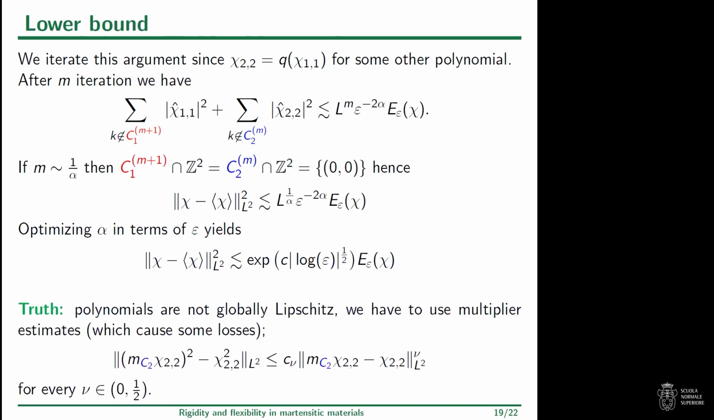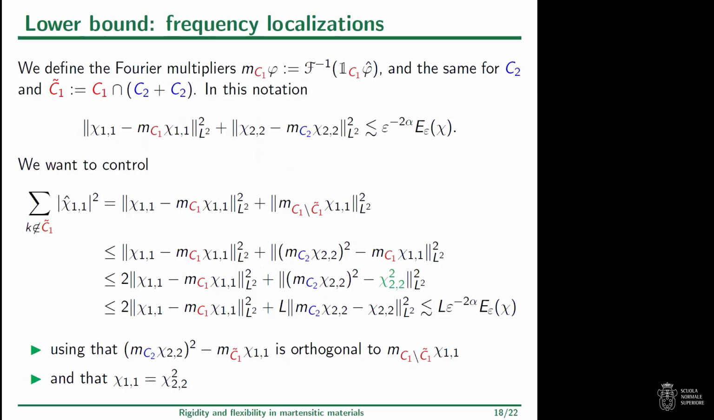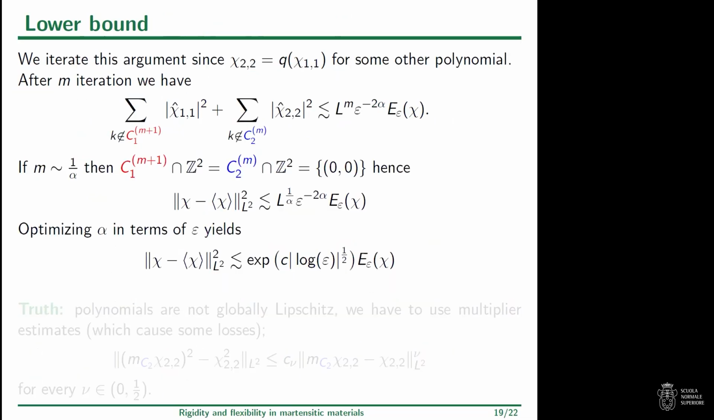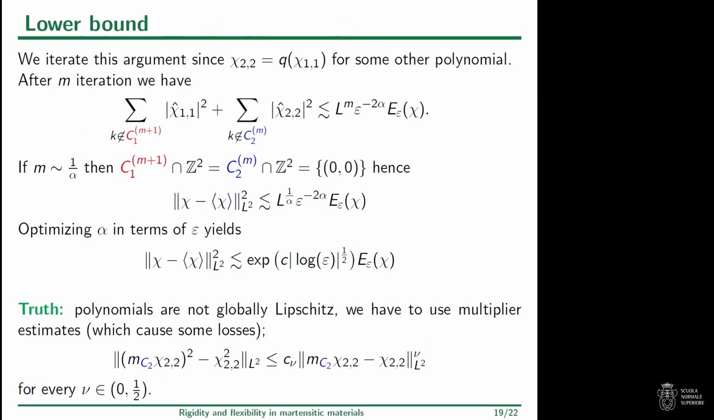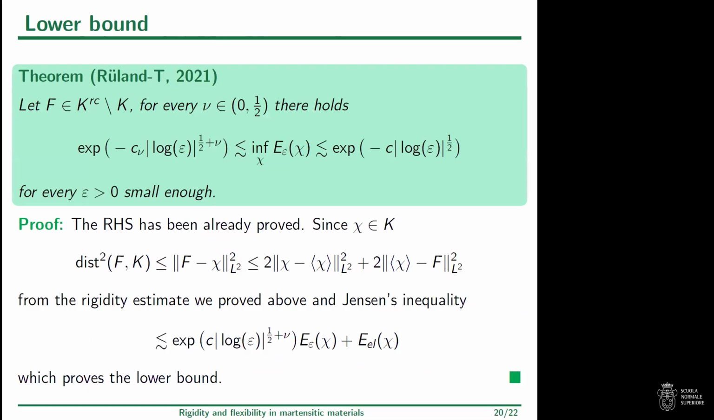Of course, the problem is that we cannot really use this Lipschitz control that I said before, and in this inequality here, you have some losses. So you don't have the pure L2, but you have to pay some losses in terms of this power, in terms of this multiplicative constant, and this reflects on the actual lower bound.